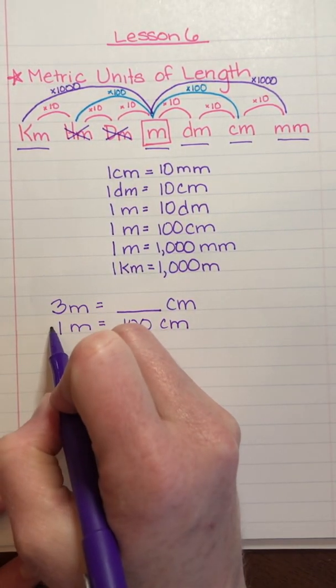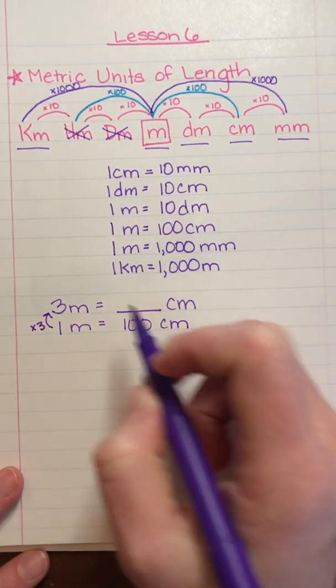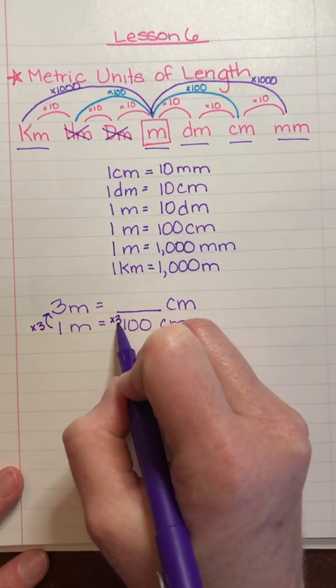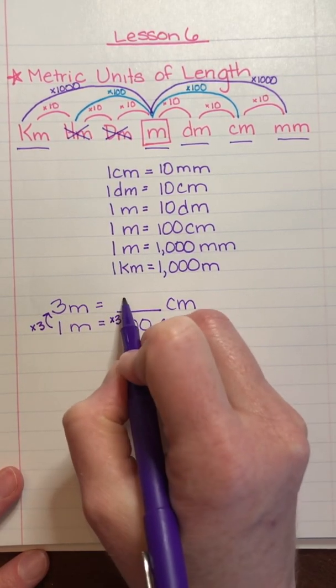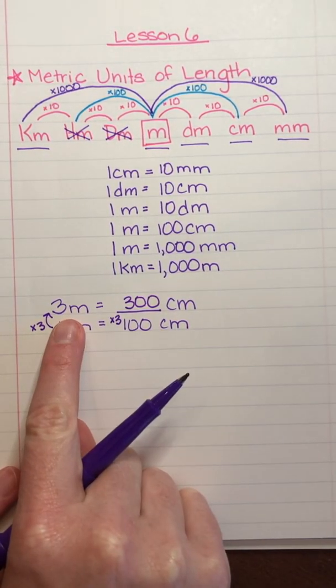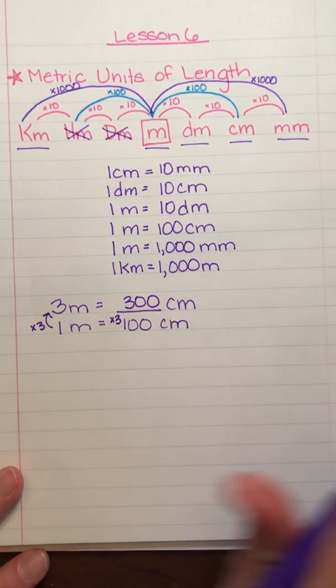And then we're going to look and see, how do we go from 1 to 3? Well, we multiply by 3. And then what we do to one side, we do the same thing to the other. So I'm going to do times 3 over here. 100 times 3 would be 300. So we now know that 3 meters is equal to 300 centimeters. Okay?